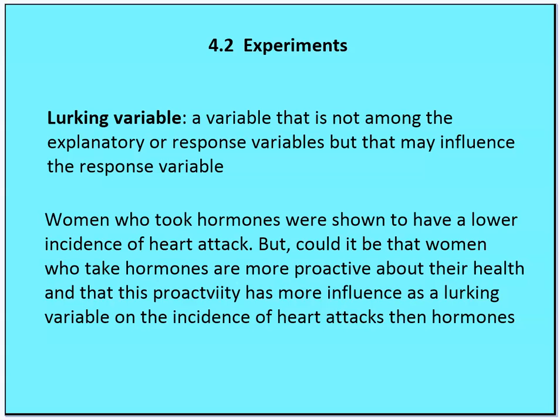So an example would be women who took hormones were shown to have a lower incidence of heart attack. But a lurking variable could be that the women who take hormones are more proactive about their health, and this proactivity has more influence as a lurking variable on the incidence of heart attacks than hormones. Right? So a lurking variable might not be very overt as a variable, but it is something that we need to consider as part of the evaluation of the response of a given individual or set of individuals when taking a look at a data set.